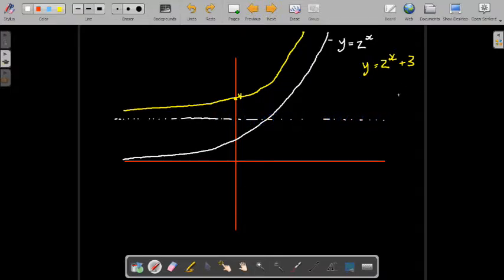So what we can say is this is our vertical translation. So if it's plus, we go up. If it's negative, we go down. So it's just shifting that asymptote up or down. So we can say y equals a to the x plus k.